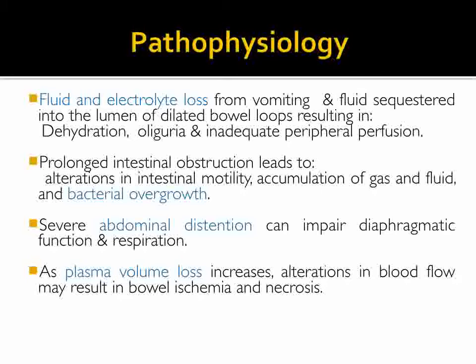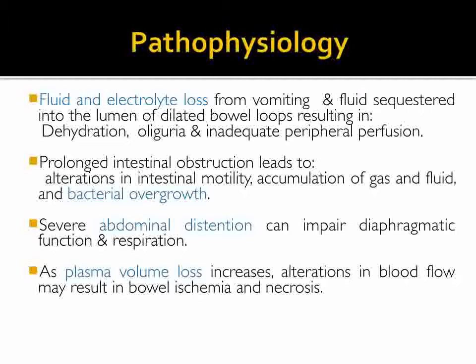Oliguria means decreased renal blood flow and inadequate peripheral perfusion, because the body produces peripheral vasoconstriction to maintain blood supply to the vital organs. Okay, this prolonged intestinal obstruction can lead to alteration in the intestinal motility, as we said: hyperperistalsis, then antiperistalsis, then aperistalsis.